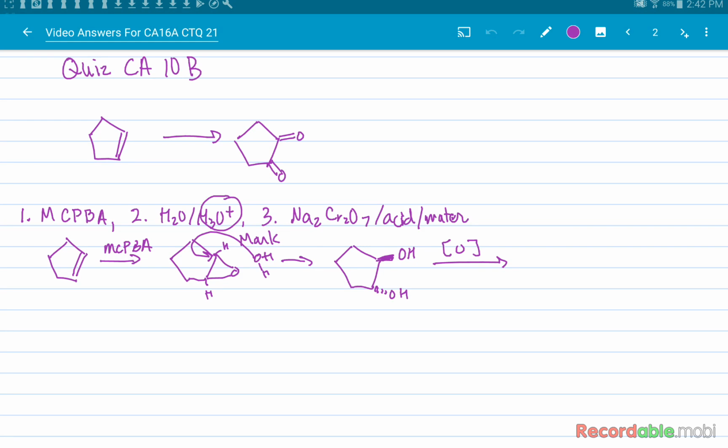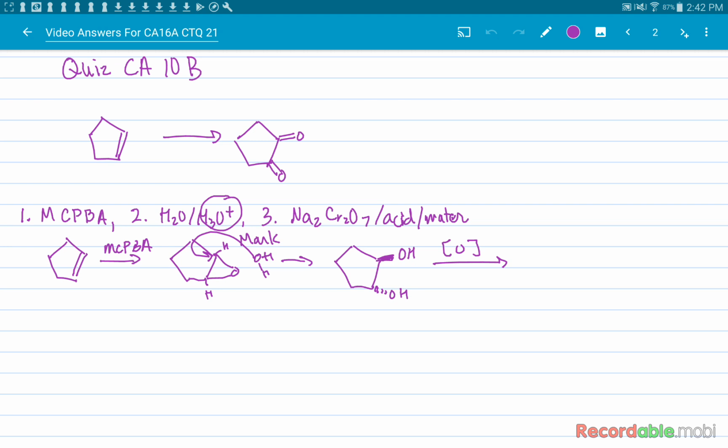Hello! I am going to tell you about a mistake I made on quiz Connectivity 10B. So this is a synthesis problem in this quiz, and it starts with this cycloalkene and makes this cyclic molecule with two C double bond O's. Those are two ketone groups.